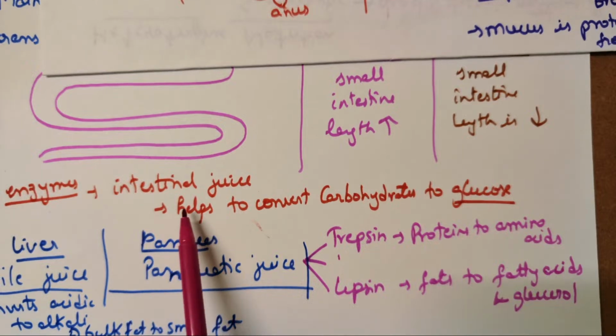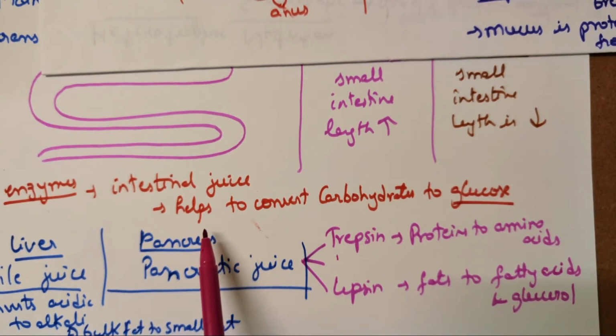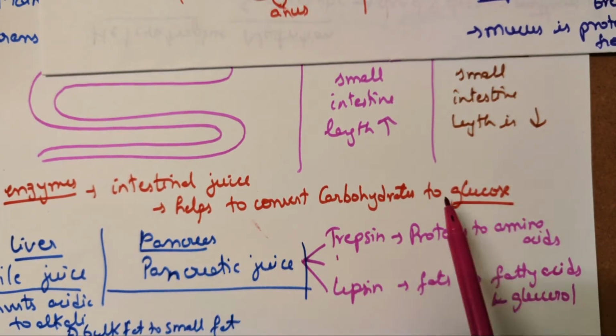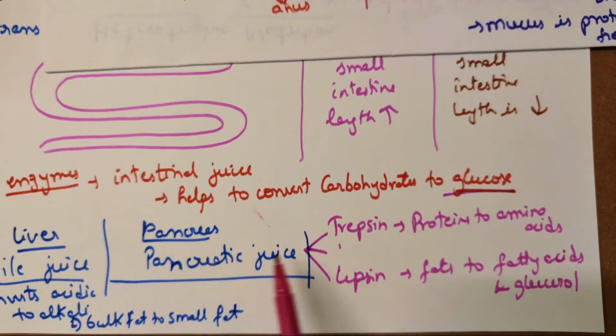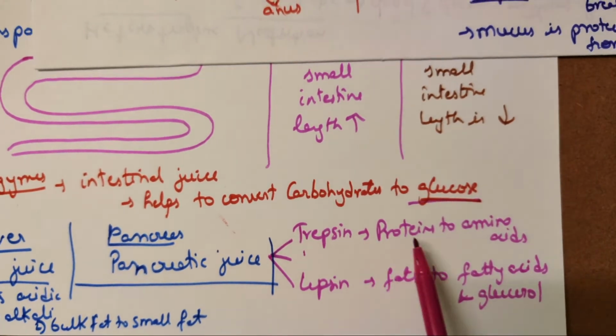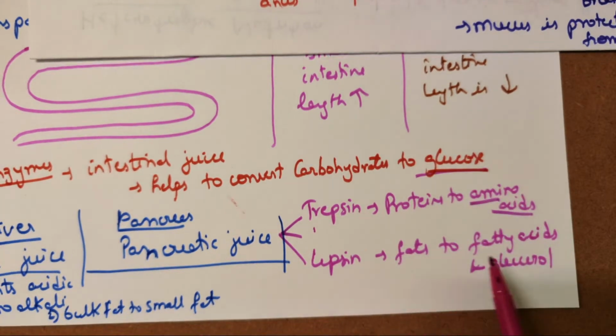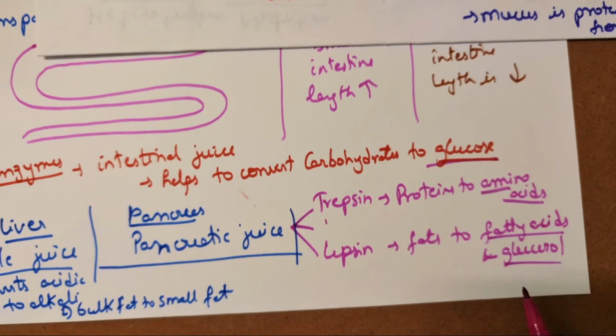So intestinal juice helps to convert carbohydrates to glucose. Pancreatic juice produces trypsin and lepsin. The trypsin converts proteins to amino acids, and lepsin converts fats to fatty acids and glycerol.